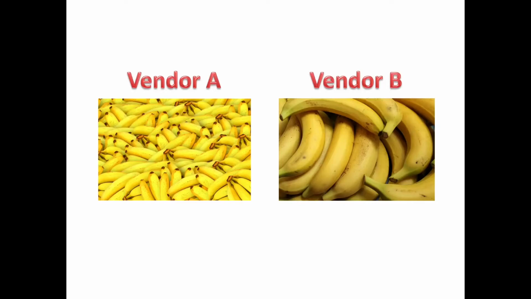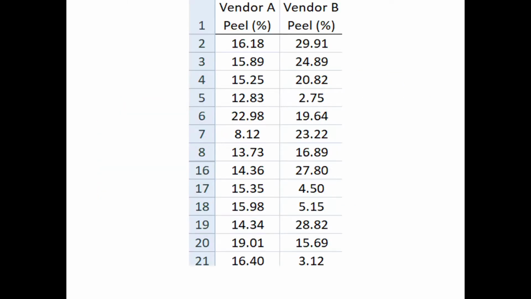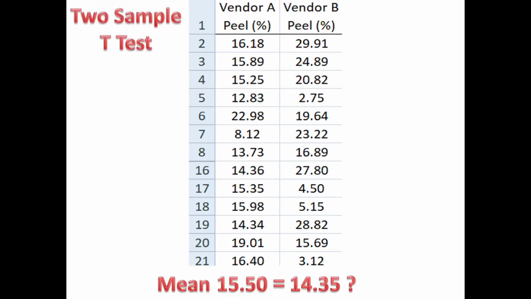So you sample 20 bananas from vendor A and 20 bananas from vendor B. Your data looks something like this. You know the average peel proportion for vendor A is 15.5 and the average for vendor B is 14.35. But you're unsure if these two means would be considered the same when taking into account the variation in the data. You run a two-sample t-test to compare the means of the two groups of data. Your results end up showing that they are the same.